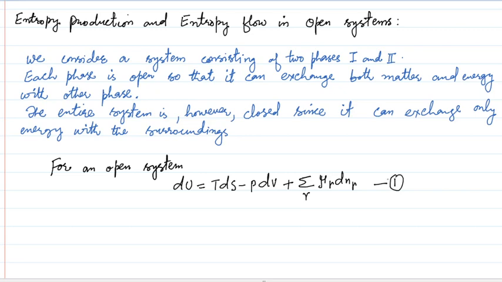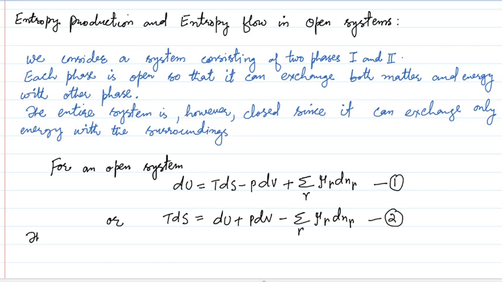We will name this as equation 1, or we can simplify this equation by writing in this form. We will first write TdS will be simply equal to dU plus PdV minus summation gamma mu gamma dn gamma. So this will be equation 2.